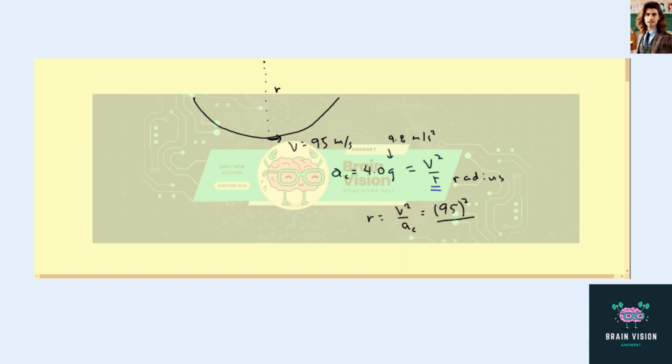So we'll put in everything in terms of MKS units, and we'll get r in meters. And that turns out to be something reasonable: about 230 meters.